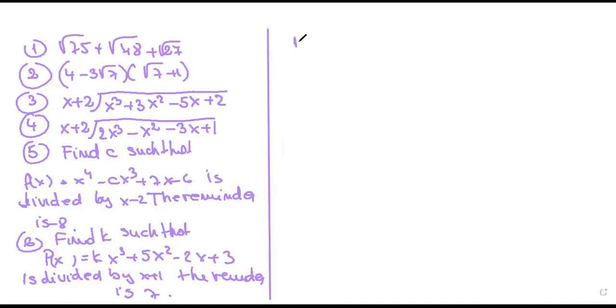Yes. So square root of 75, it's 75 is 25 times 3. So it would be 5 root 3. And then plus 48 is 4 root 3. And then 27 is 3 root 3. Equal 12 root 3. 5 plus 4 plus 3 is 12 root 3. Good.